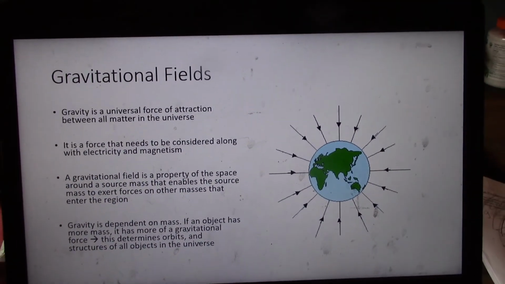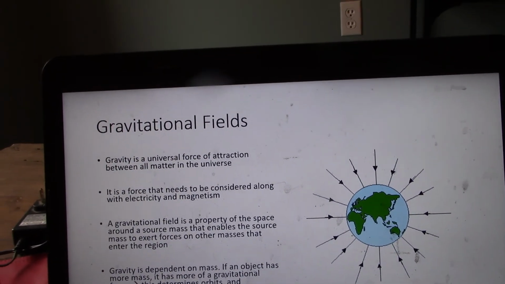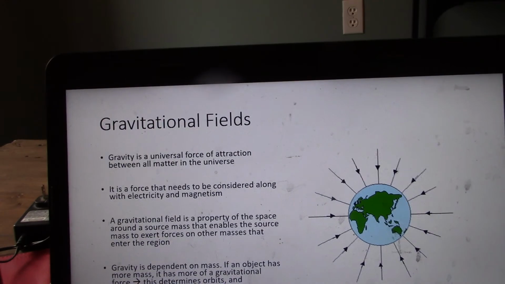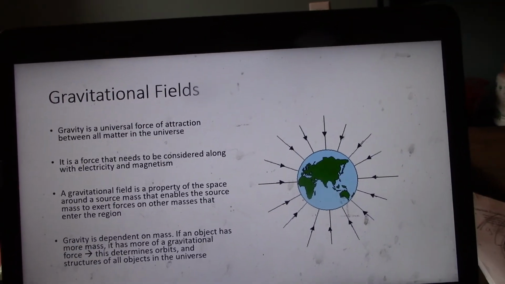Okay, so that's magnetic fields. I'm going to end these two lessons there, and I'll continue on with gravitational fields in another video. So I will continue this in a little bit.